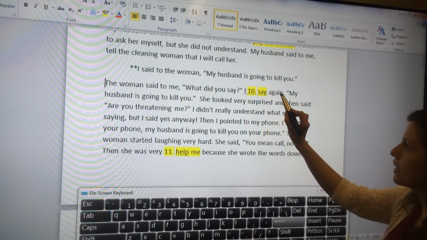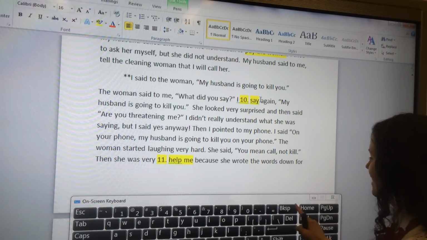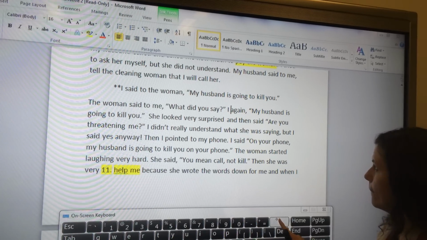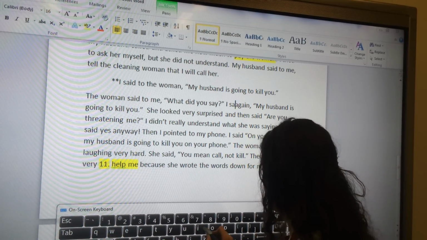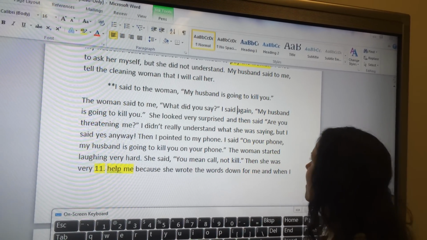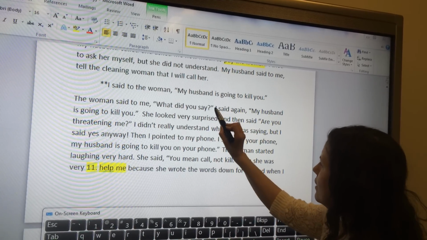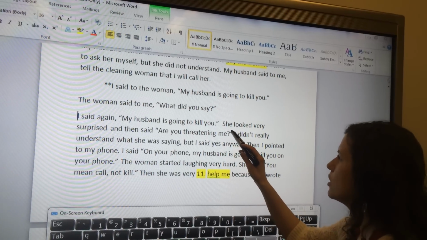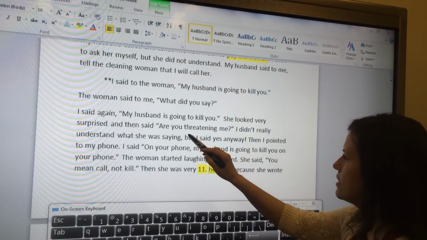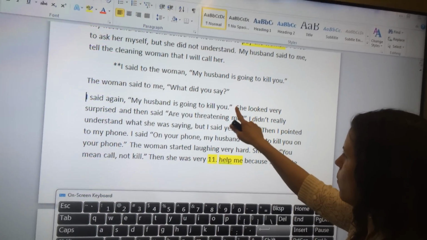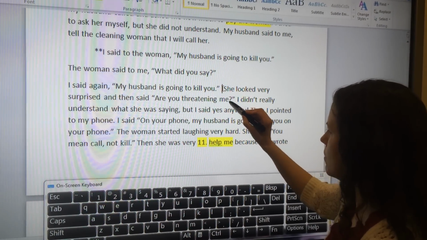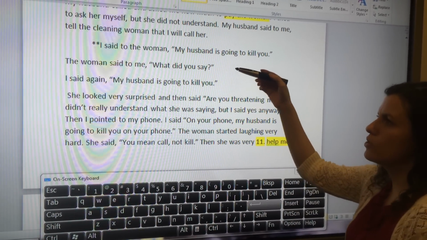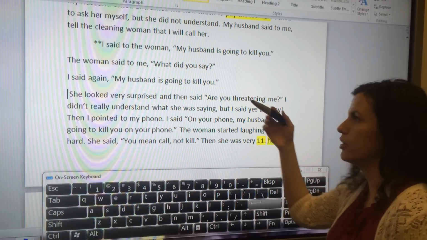And number 10, "I say again." Okay, that needs to be "I said again," because this is the past tense. And let's have this start a new line. I said again, "My husband is going to kill you." She looked very surprised and then said, "Are you threatening me?" So we want to make that start a new line also because it's a new dialogue. And one reason that we do this is so that you can understand each line as a different speaker.